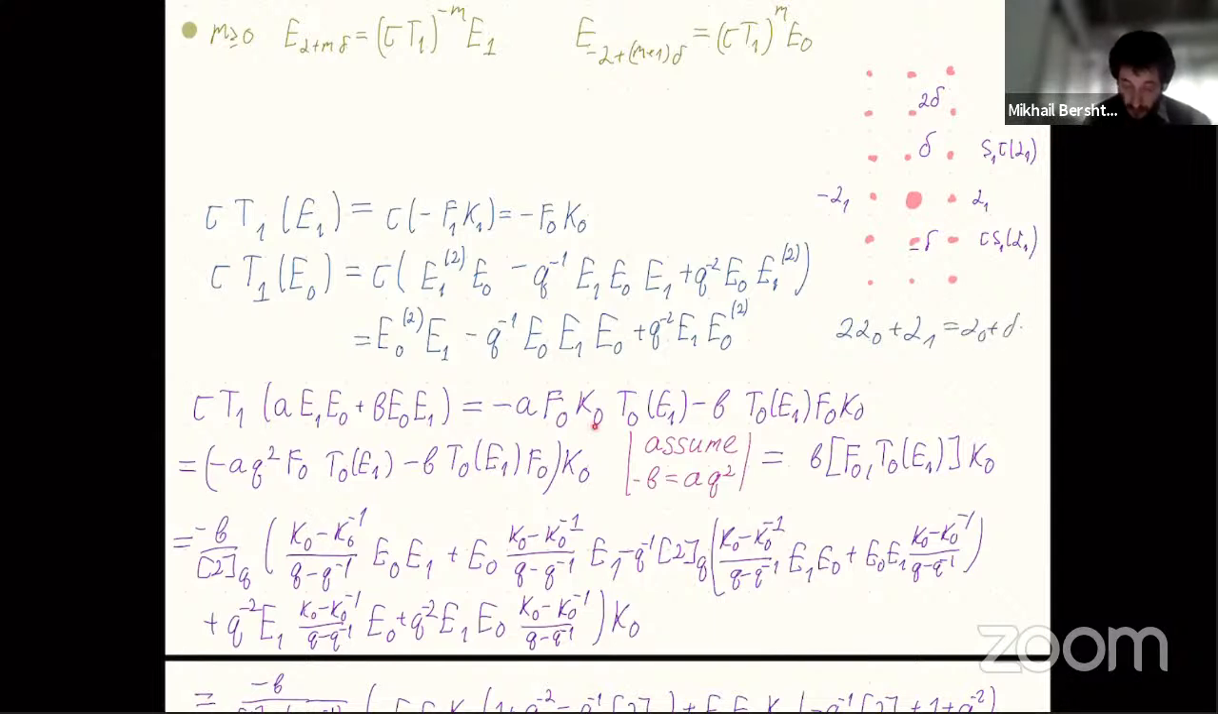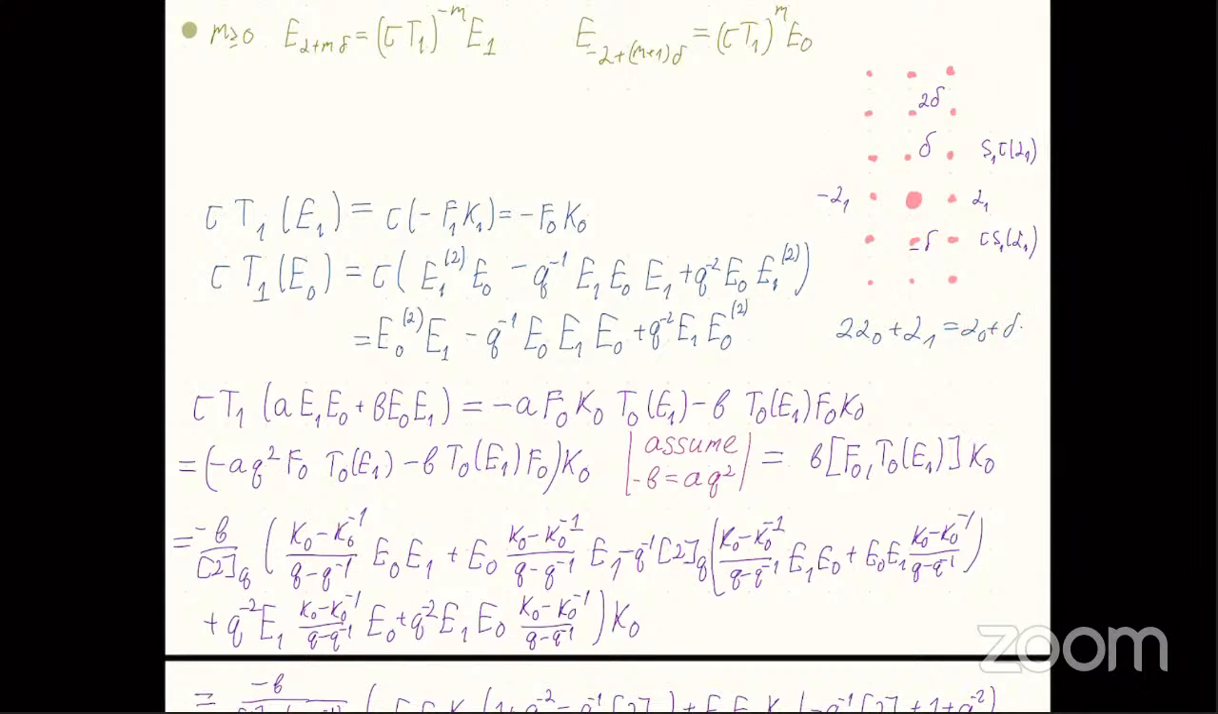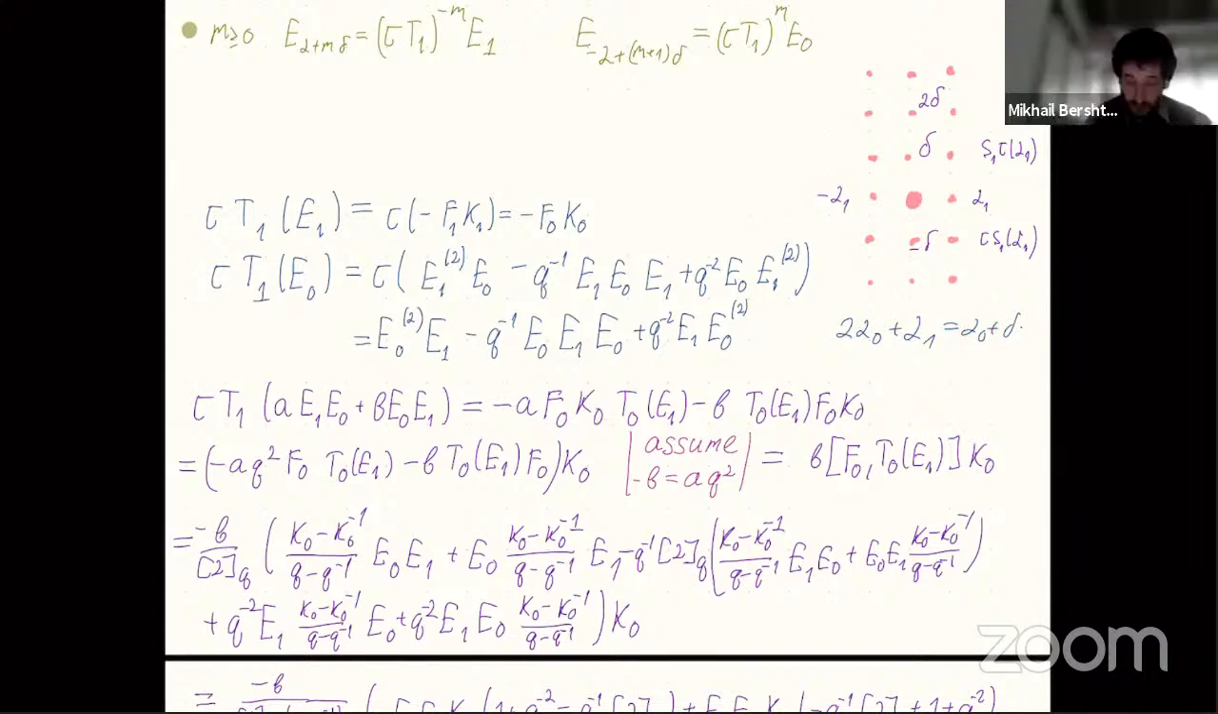And now we move K0 through this element. K0 commutes with delta, and on alpha 0 it gives us Q squared. Okay? So if we move K0 through E0 squared, we get Q in power 4. If we move through E1, we get Q in power minus 2. So we get here just Q squared.